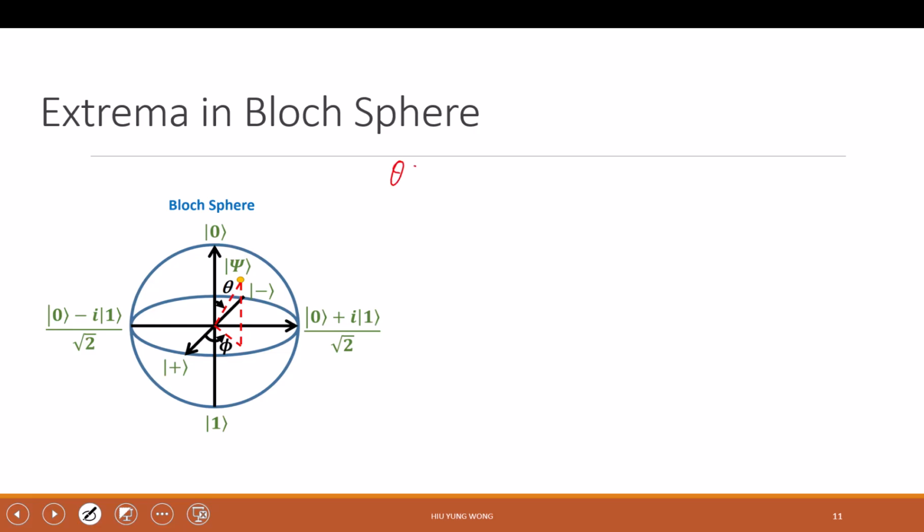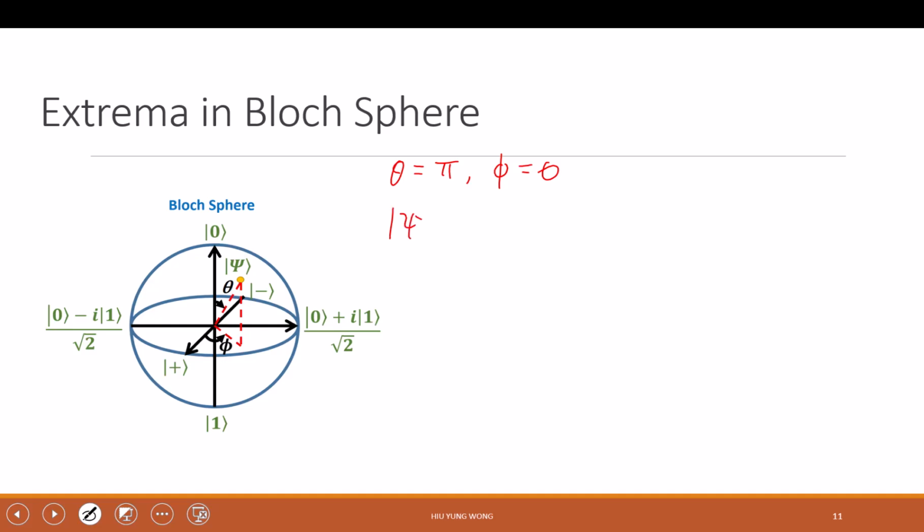What about theta equal to pi and phi equal to 0? Based on this, theta equal to pi, what does it mean? All the way to 1, right? So I should expect to get 1, and of course I should.